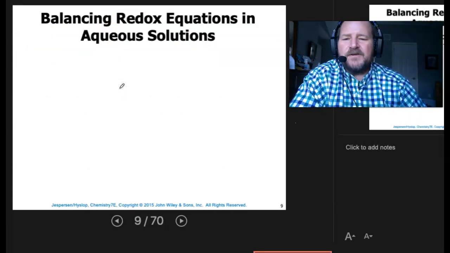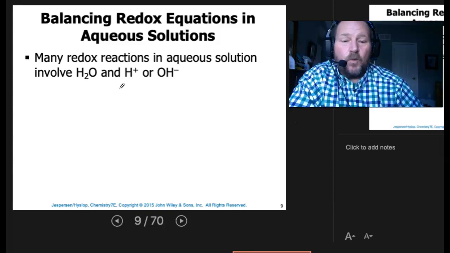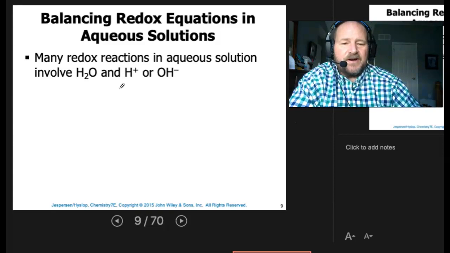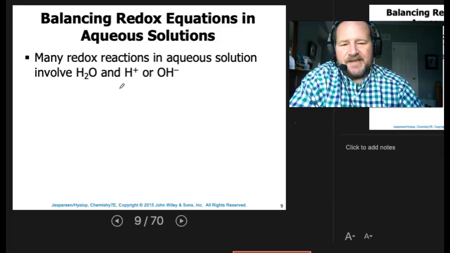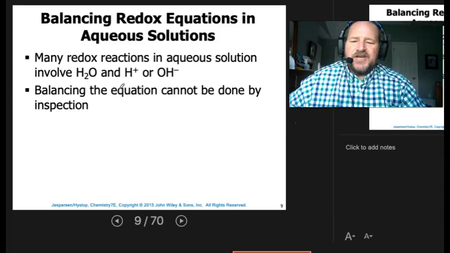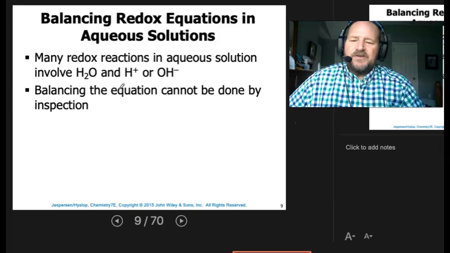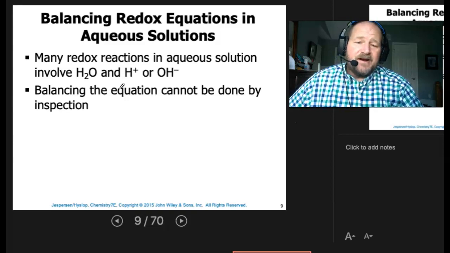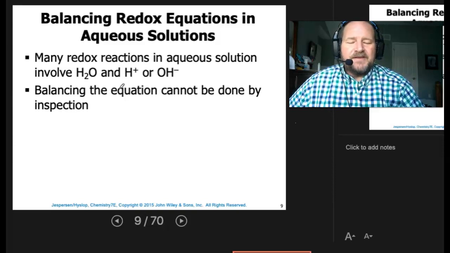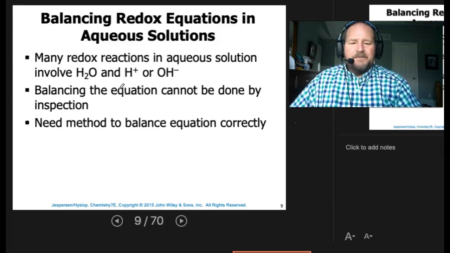All right. So balancing redox equations in aqueous solutions. Many redox reactions in aqueous solutions are going to involve water. And that means water is always going to have H plus and OH minus. Of course, you know there's going to be water there because it's called an aqueous solution. We've already seen that in the solutions chapter. Balancing the equation cannot be done by inspection. So the more complex these reactions get, you won't be able to just look at it and know, I'm going to put a 2 here and a 3 there, and it's just going to balance out. If you've been practicing balancing, you might have gotten real good at balancing by inspection. Typically, that's not going to be the way these work out. So you're going to need a method in order to balance it.